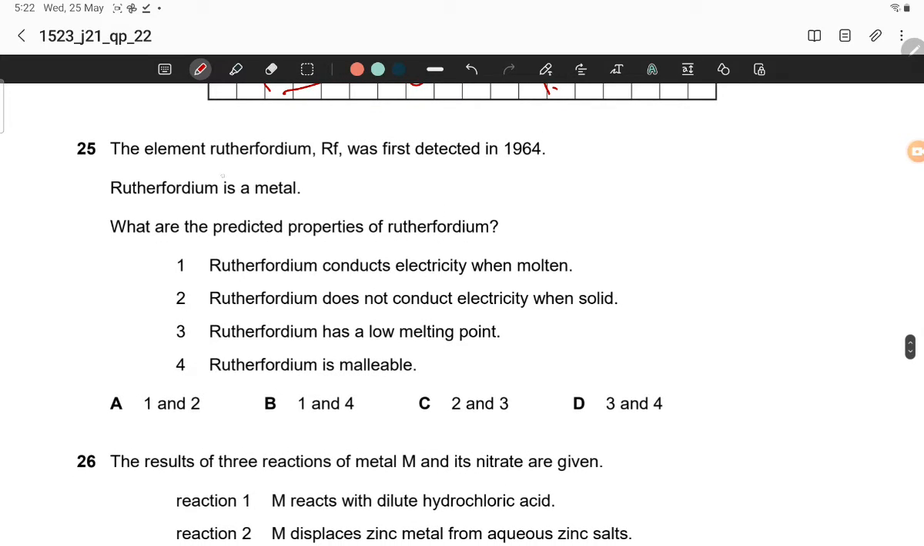The element rutherfordium, Rf, was first detected in 1964. Rutherfordium is a metal. What are the predicted properties of rutherfordium? Rutherfordium conducts electricity when molten. Yes, it is correct because it is a metal and metals conduct electricity. Rutherfordium does not conduct electricity when solid. This is incorrect. Rutherfordium has a low melting point. Metals mostly have a high melting point, so this is also incorrect. Rutherfordium is malleable. Yes, metals are malleable and ductile. So this is correct. Option B is correct.